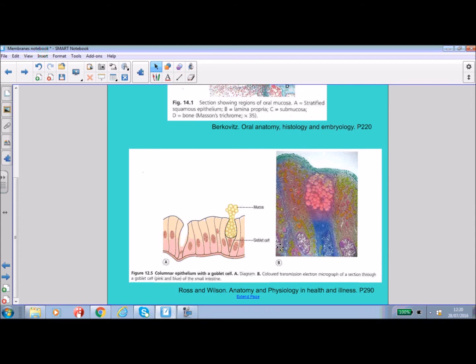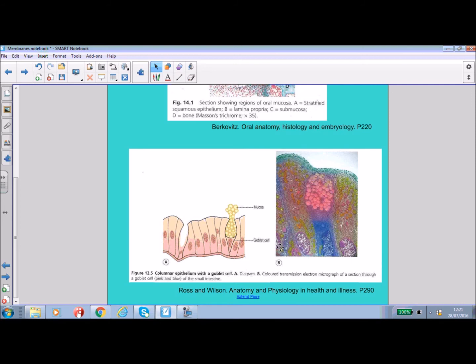So, for example, the tissue directly surrounding the teeth, we refer to it as the attached gingivae, that is keratinized. The roof of the mouth, so the hard palate, also keratinized, because it's potentially exposed to hot things, cold things, jaggy, sharp things.